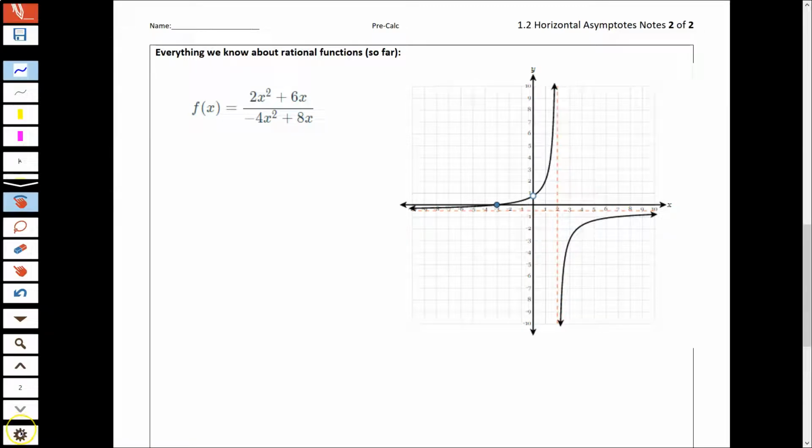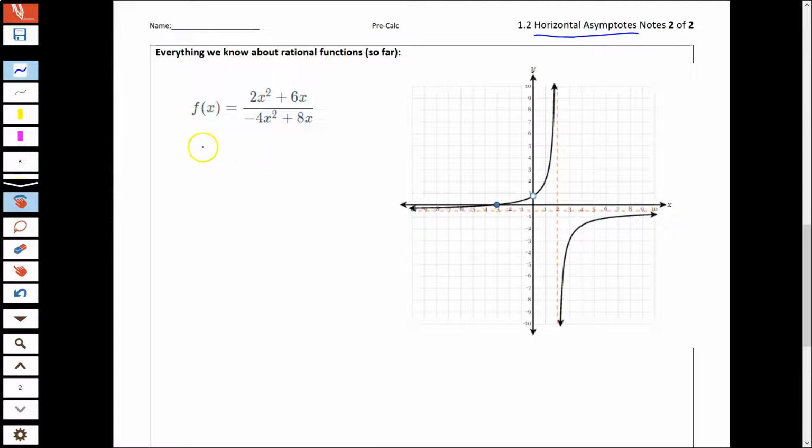So here we're going to review everything we know about rational functions so far. As you can see from the heading, this is the second page of your guided notes for this module. The first page was the turkey problem, right? So that would be a great place to capture this example. We're going to go through every feature that's going to show up in this Delta Math assignment.